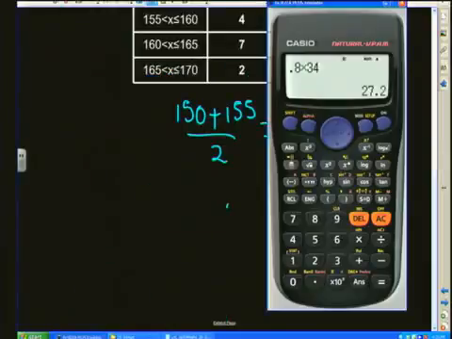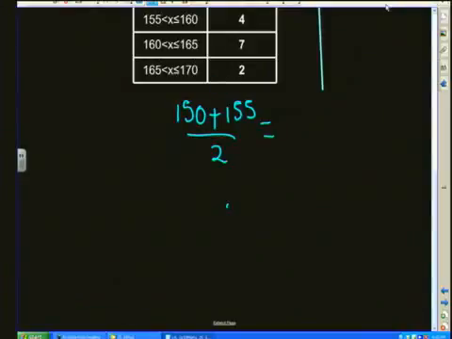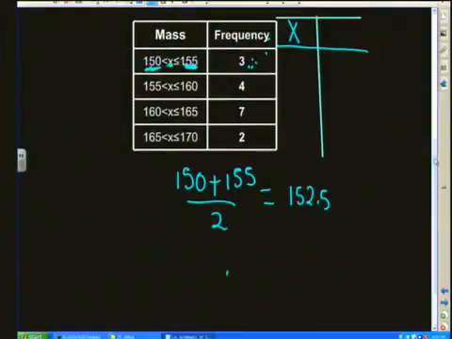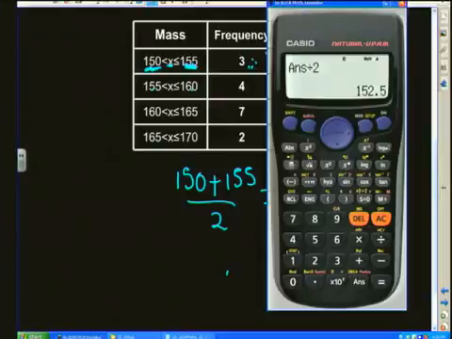Let's use our calculator. So it's 150 plus 155 divided by 2. That gives us 152.5. Can you do this all the way down the table? So first midpoint is 152.5. Okay, for the next one, I'm going to take 155 plus 160 and then divide that by 2. We'll just put our answers straight into our column there under midpoint. So it's 155 plus 160 divided by 2, and we get 157.5.